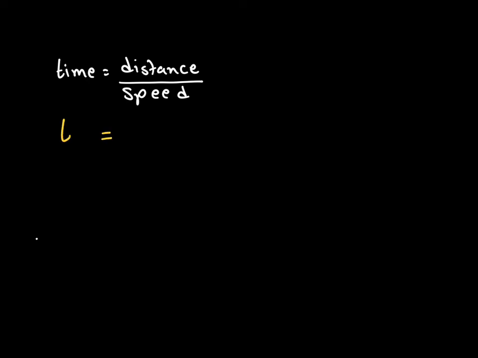Let t1 be the time taken for the boat in the first case to travel upstream. What is the distance it travels upstream in the first case? The distance it travels is 30 kilometers. And upstream, what is the speed of the boat? We have taken it to be x minus y.